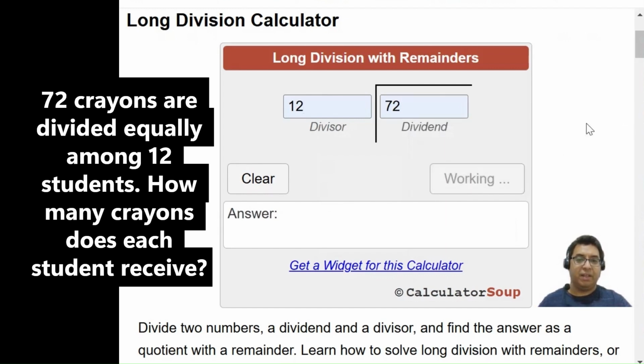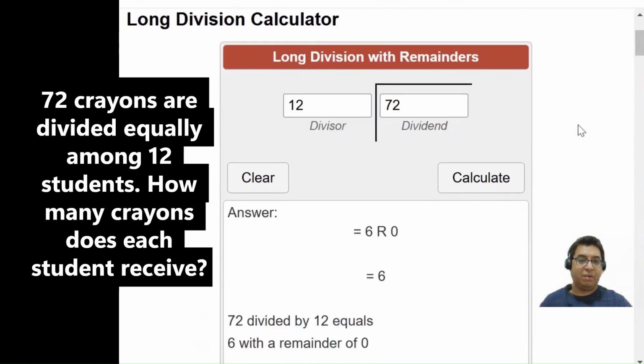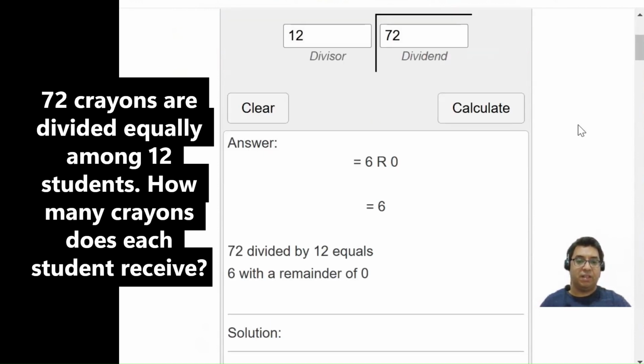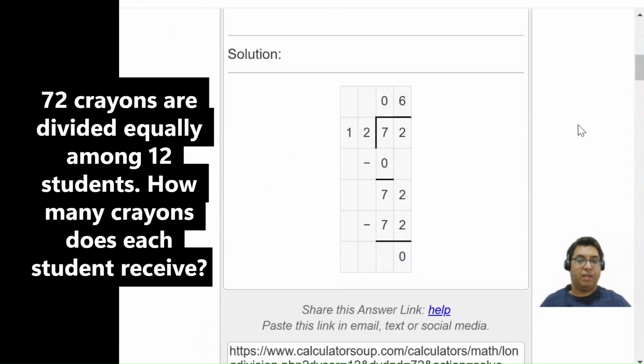Let's calculate that and see. And for our answer, we have 6 with a remainder of 0. So 72 divided by 12 equals 6. And then I've got this here, the solution, just showing you how you solve the problem. Now for that 0, you don't have to do it. If you're more experienced with this, you can leave it out, okay? But if you're new to this, I would leave the 0 in.